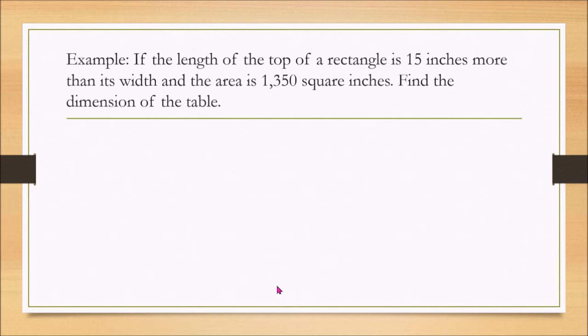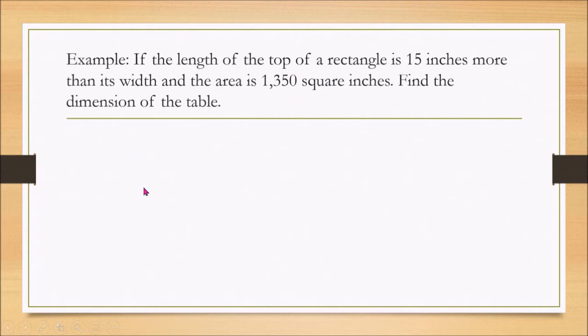Let's have an example. The length of the top of the rectangular table is 15 inches more than its width. The width is a little bit smaller than the length. The area of the table is 1,350 square inches. We're going to find the dimensions of the table based on the given area.